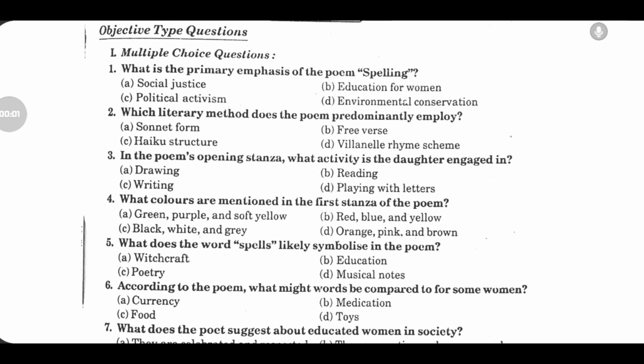So, students, these are some of the objective type questions from your chapter or poem Spelling, and its author is Margaret Atwood. Question number 1: What is the primary emphasis of the Spelling? It is education for women.